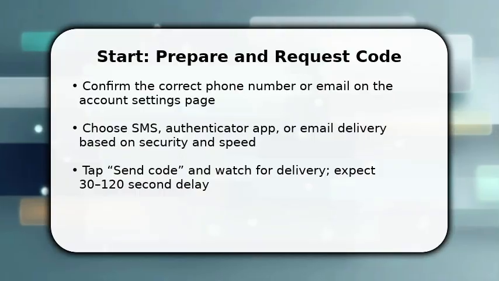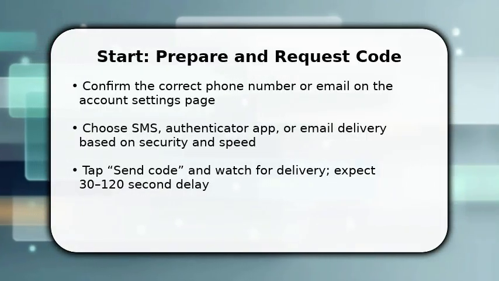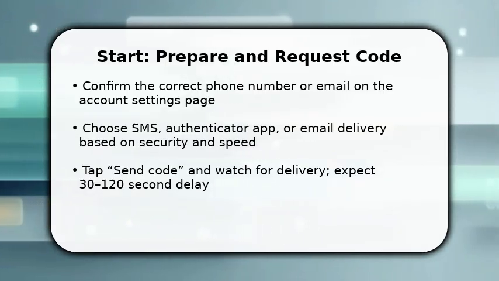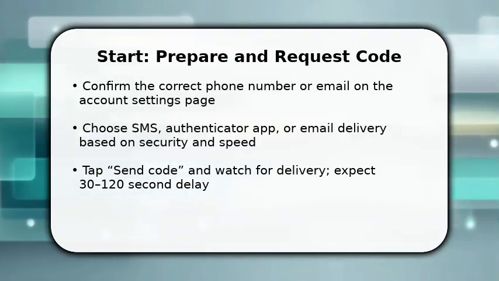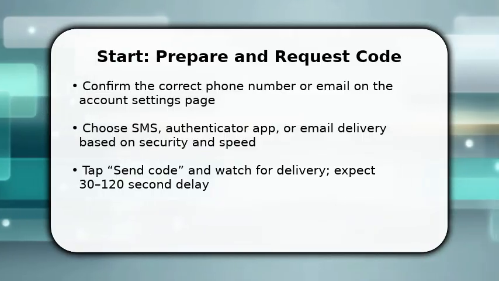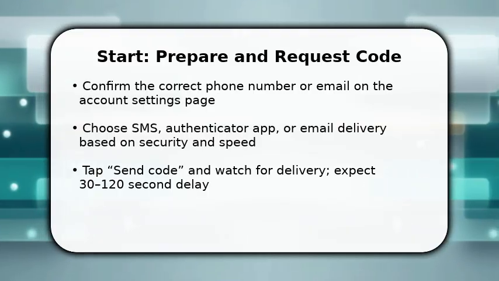You begin by ensuring you can receive the code now. Check the account's phone or email and pick SMS, email, or Authenticator app so you control delivery timing. Once you select the channel, tap Send Code and keep the device unlocked. This reduces delays and avoids app timeouts. Make sure you have cellular or Wi-Fi signal, and if using an Authenticator app, open it now so the code is visible when it arrives.